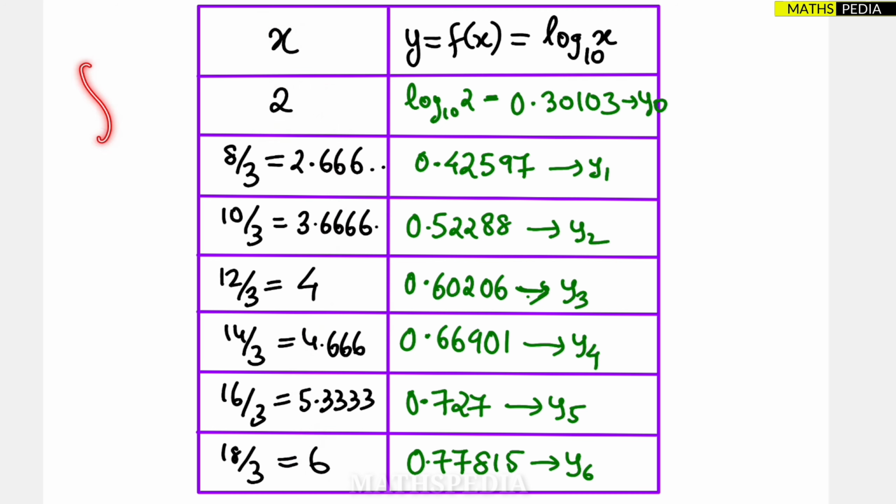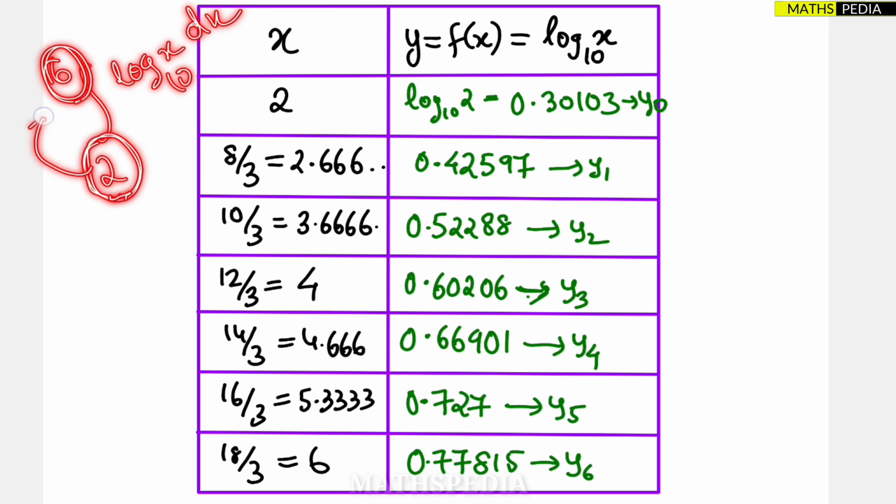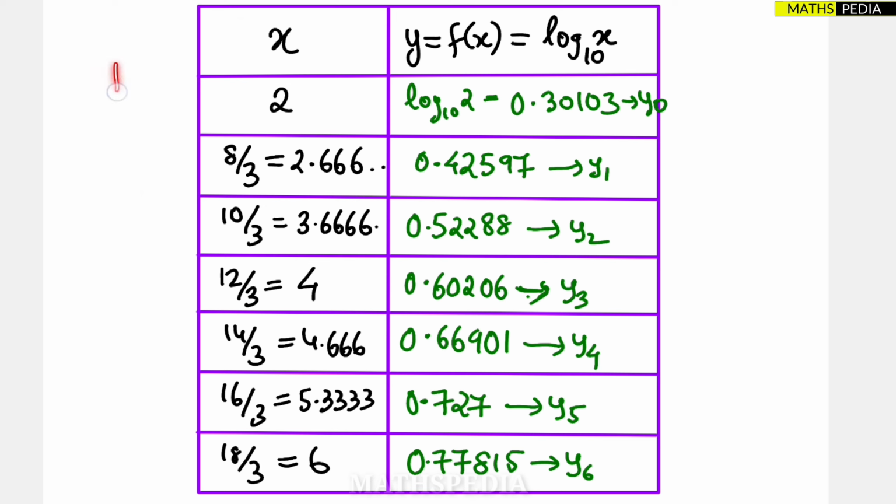So how to proceed? In the question it was given 2 to 6, right? The integral from 2 to 6 of log x base 10. This was the question. So 2 is the lower limit and 6 is the upper limit. From 2 to 6, how many steps do you have to take? That is decided by the h value. We got h as 2 by 3, or you can say 0.6666. So from the lower limit you start, then add the h value, 2 by 3. So 2 plus 2 by 3 is 8 by 3, or you can simply add 0.6666 and get 2.6666.